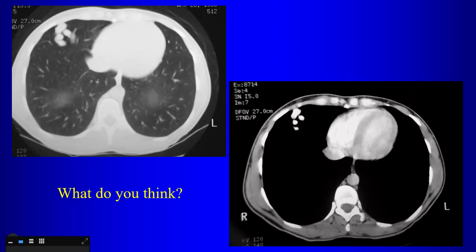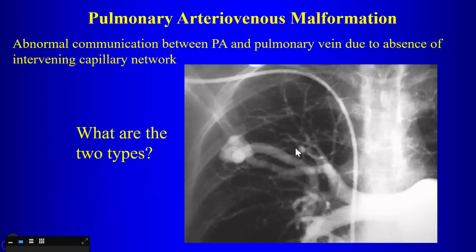Right to left, yeah. So if there's a large amount of shunting, these patients can be cyanotic. What's a complication of pulmonary AVMs? Yeah, paradoxical embolism, right. That's also a complication of pulmonary AVMs. So for a pulmonary AVM, you can see the feeding artery, there's the draining vein, so the AVM itself would opacify early in the angiographic phase.